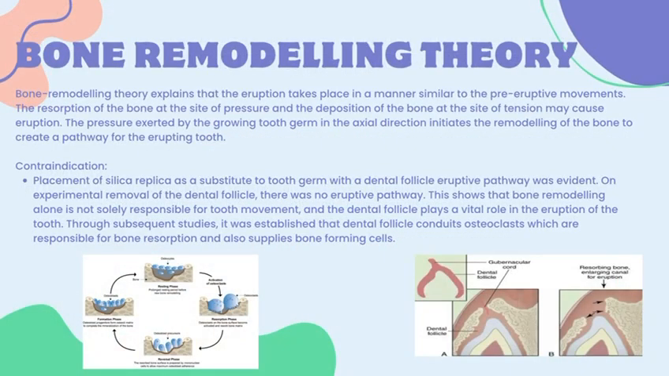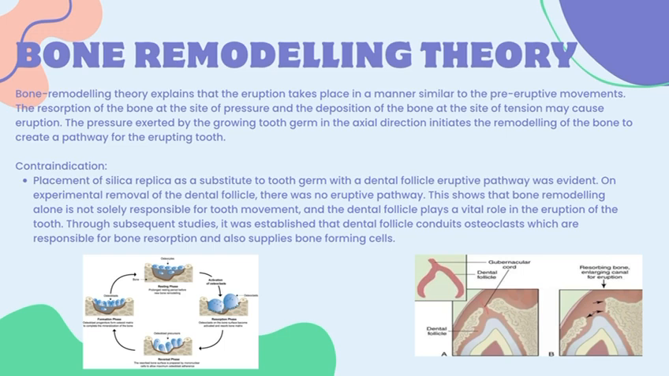So next is bone remodeling theory, which basically explains that the eruption takes place in a manner similar to the pre-eruptive movements. The resorption of the bone at the site of pressure and the deposition of the bone at the site of tension may cause eruption. So the pressure exerted by the growing tooth germ in the axial direction initiates the remodeling of the bone to create a pathway for the erupting tooth.